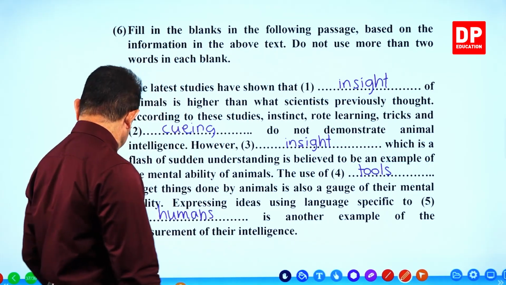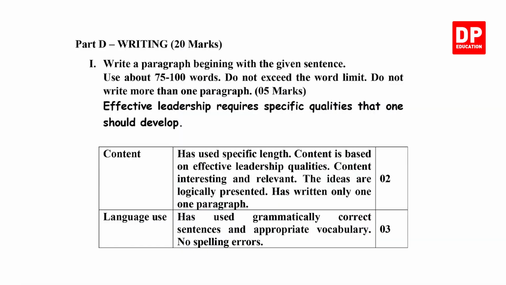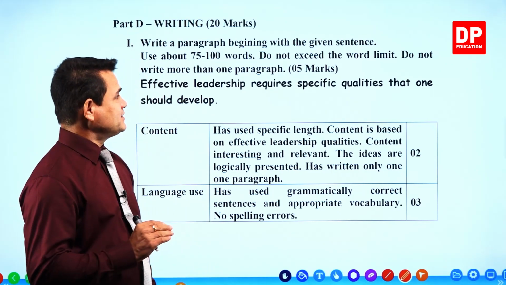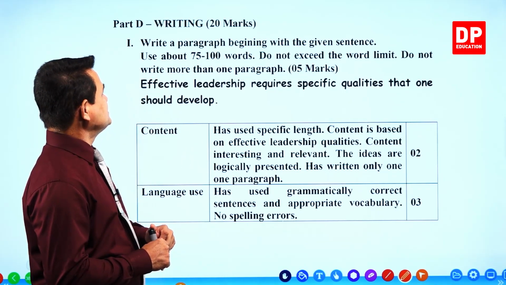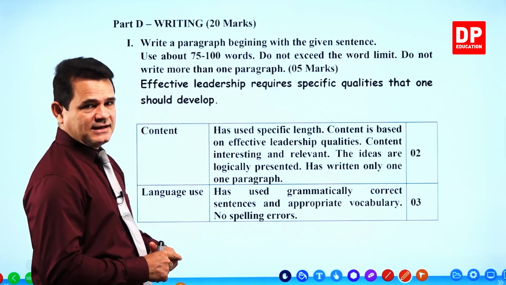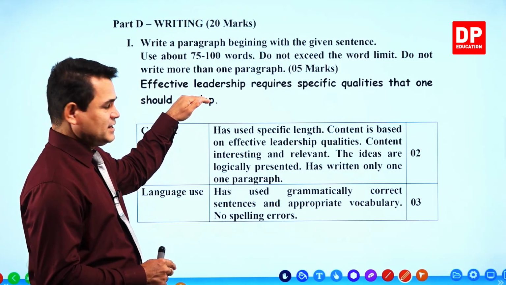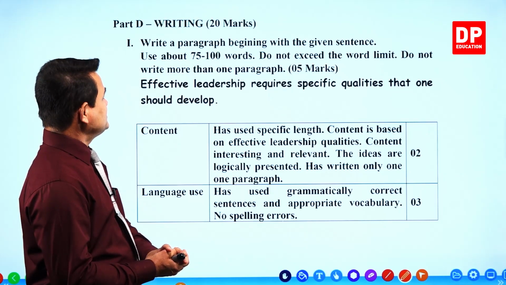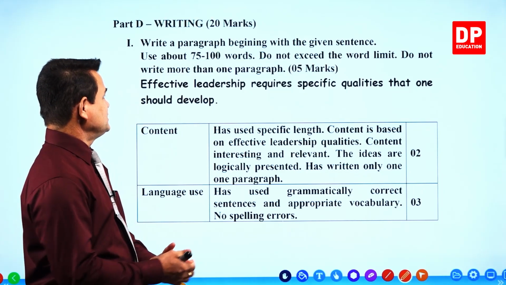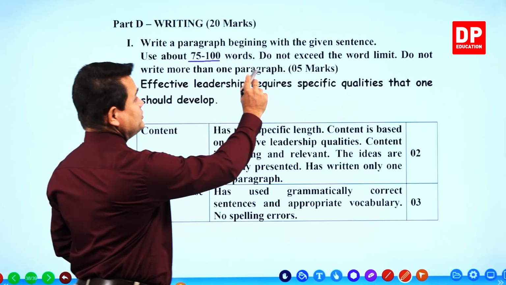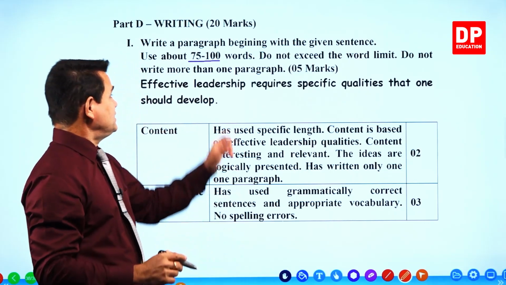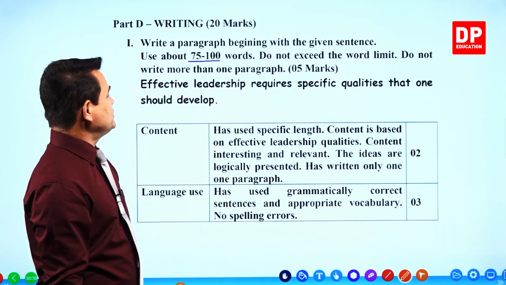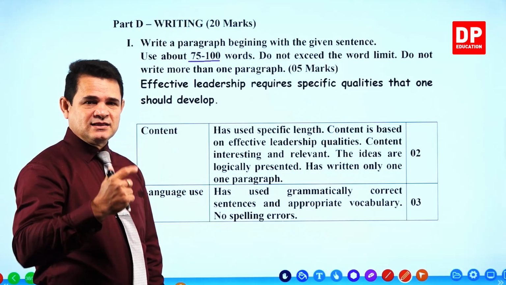Our next part is part D, writing. In the 2014 second paper, this is part D, the writing part. For that you get 20 marks. Write a paragraph beginning with the given sentence. Starting with this given sentence, you have to write a paragraph. Use about 75 to 100 words. Remember this, and do not exceed the word limit. The word limit is 100, 75 to 100. You cannot go beyond that. Do not write more than one paragraph.